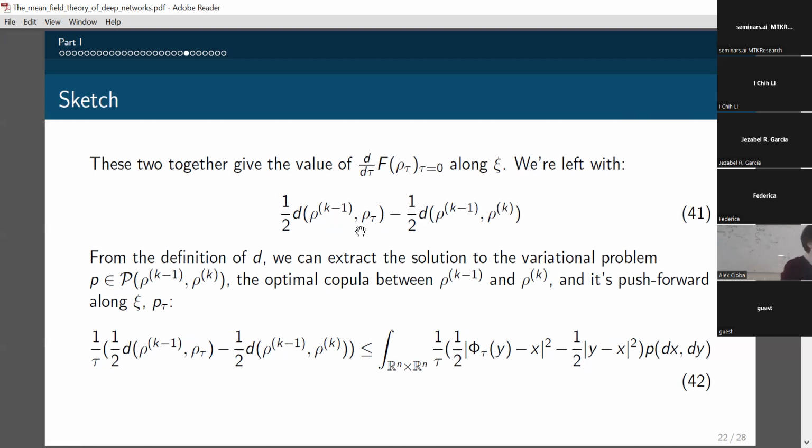So the difference in the Wasserstein distance between rho t and rho k minus 1. So it's effectively this minus this, right? So the idea being that as t goes to 0, this should also go to 0. Right?